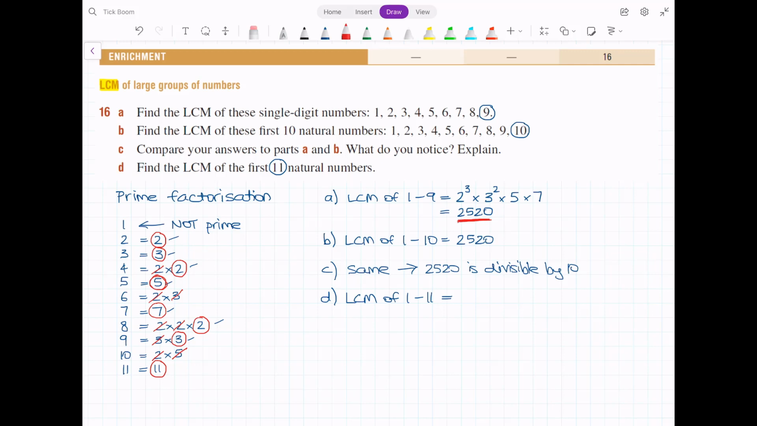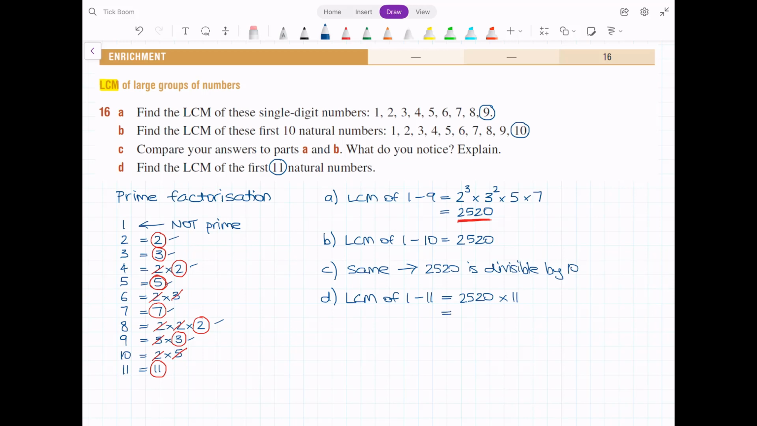So really when we work through the multiplication, we would get the 2,520 that we've already worked out, and we'd simply be multiplying that by 11. So if we were going to do 1 to 11 from scratch, if we hadn't already worked out A and B, we would have had to get the 2 cubed times 3 squared times 5 times 7, and then multiply that by 11. But here we've already worked out that that first component gets us 2,520. So now we just take that and multiply that by 11.